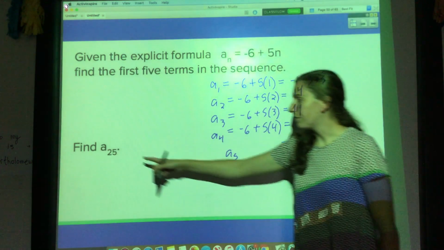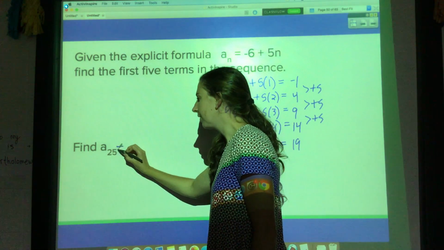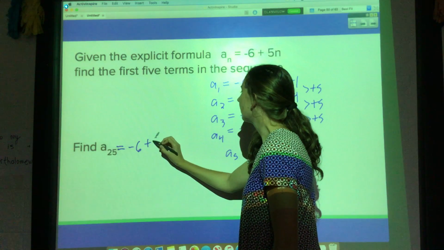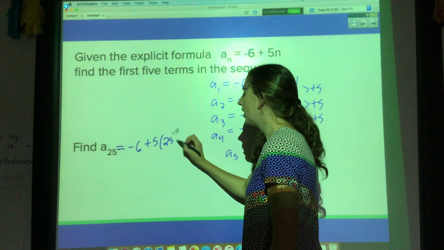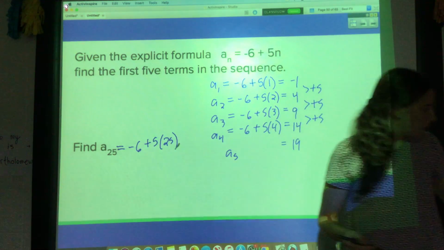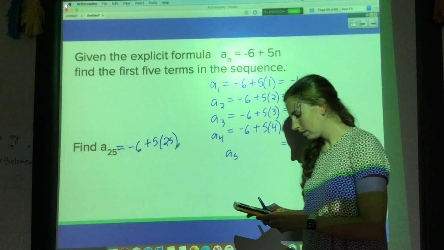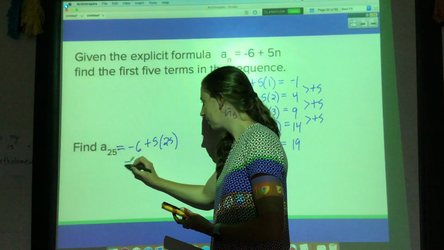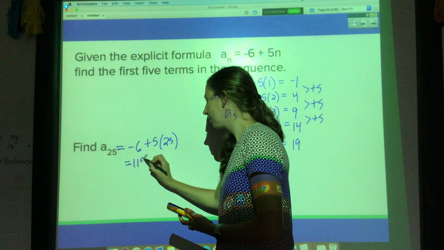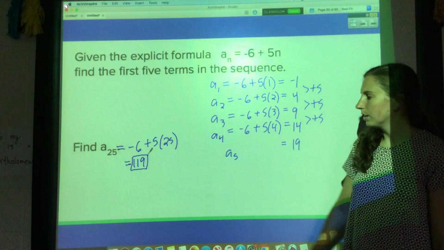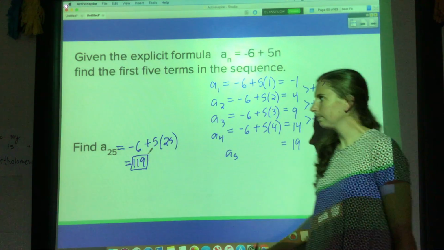If I want to find the 25th term, again, I'll just plug in 25. So do the formula, negative 6 plus 5 times 25, which is 125 minus 6, so 119. So the 25th term is 119.